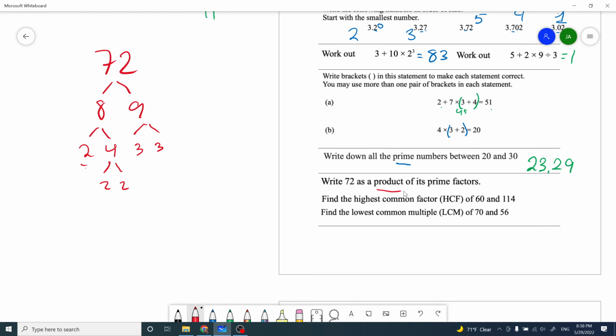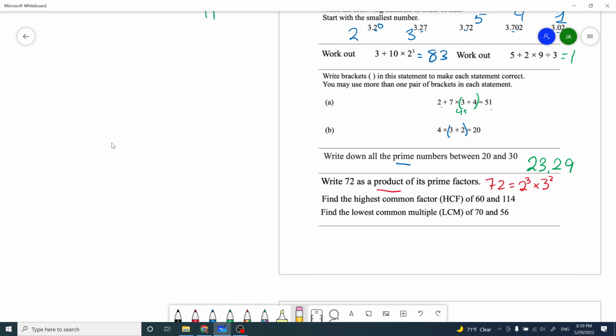We want to write it as a product, so in other words, a multiplication problem. So 72 is going to be equal to 2 times 2 times 2 times 3 times 3. We can write this as 2 cubed times 3 squared. You could also write this just as 2 times 2 times 2 times 3 times 3. That is also correct. This is just a shorter way to write this.